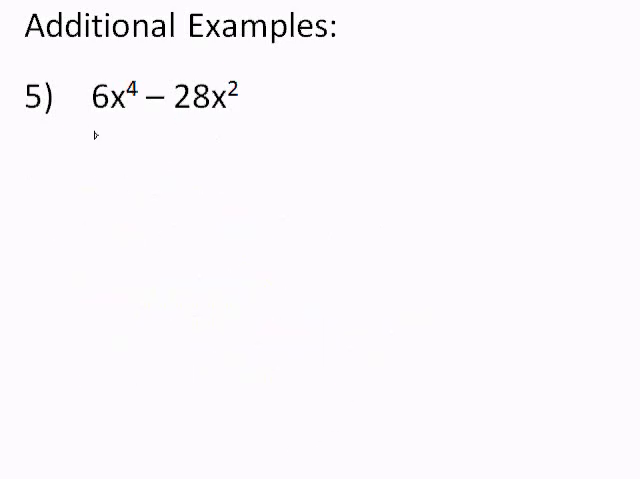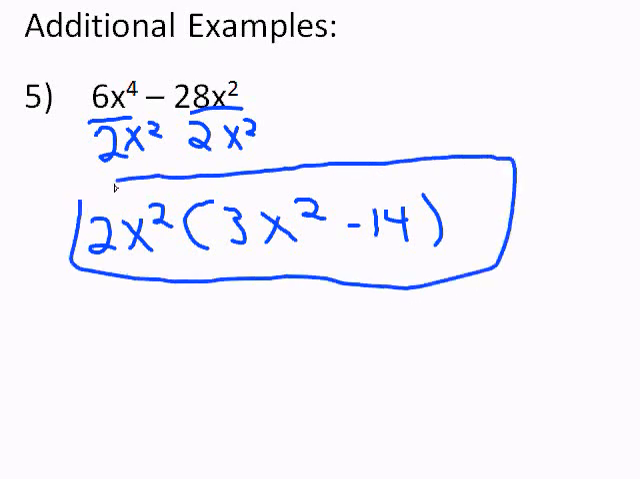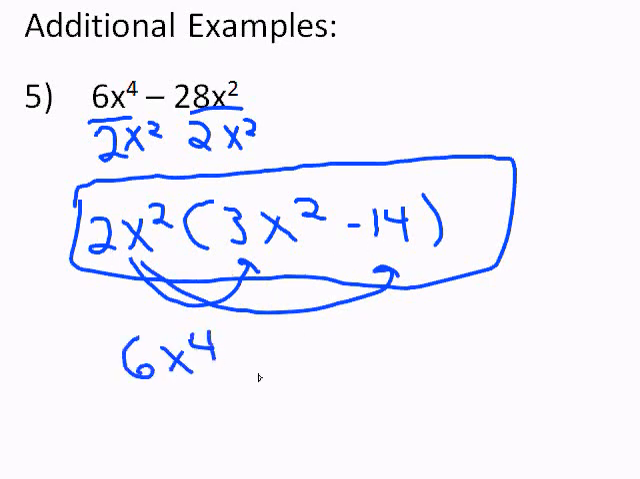For the first example, you'll notice that they're both divisible by the largest number, 2. Also, x squared and x to the fourth both have at least x squared in common. So we get 2x squared, and we get 3x squared minus 14, and the x squared over x squared cancels. So this should be our factored form. Distributing 2x squared into the parentheses, 2x squared times 3x squared gives us 6x to the fourth. 2x squared times negative 14 gives us negative 28x squared. Since it matches our original expression, we know that our answer checks out.